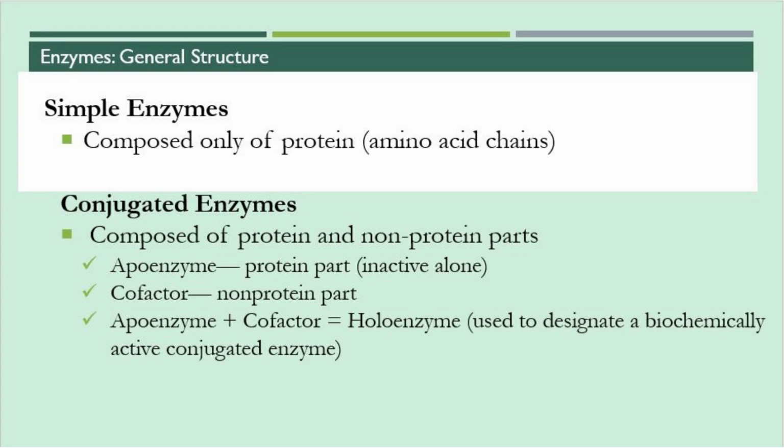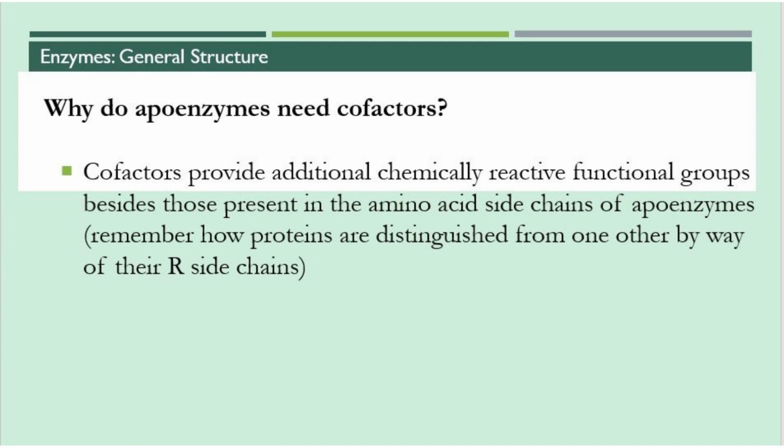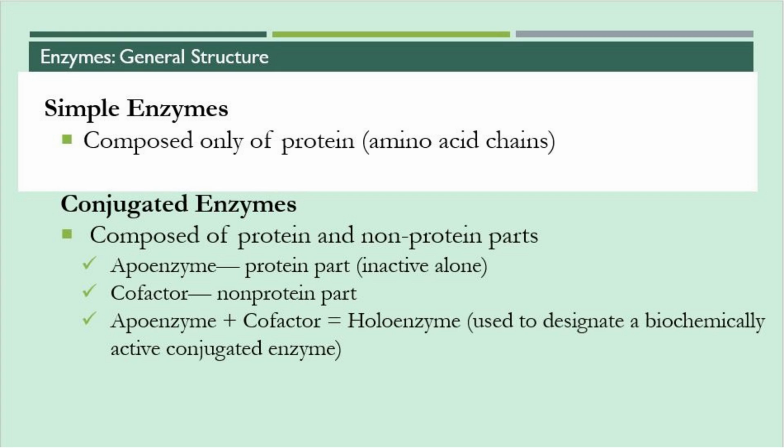Okay, now enzymes are classified as either simple enzymes and conjugated enzymes. Now, what is the difference between the two? It's simple. For simple enzymes, these are enzymes that are composed only of proteins, okay, or amino acid chains. So, simple enzymes daw are those enzymes that they are purely proteins. They are simply proteins. They are composed of amino acid chains. After all, amino acids are what makes up proteins, right?